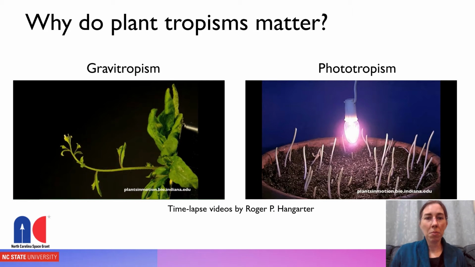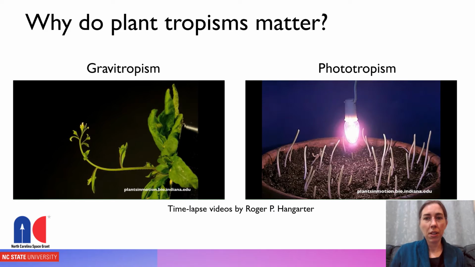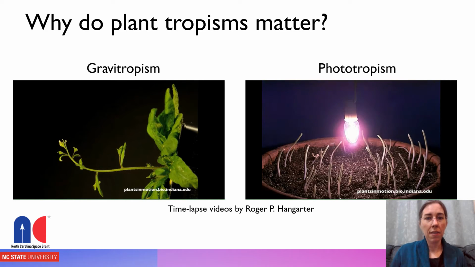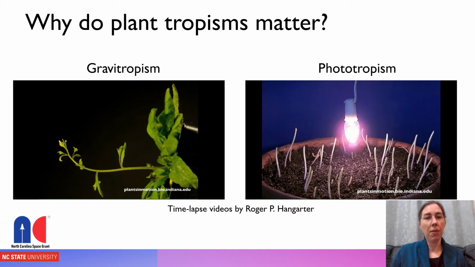Gravitropism is directional plant growth in response to gravity. Phototropism is directional plant growth in response to light. These tropisms are critical for plants to access the light and water they need to survive.